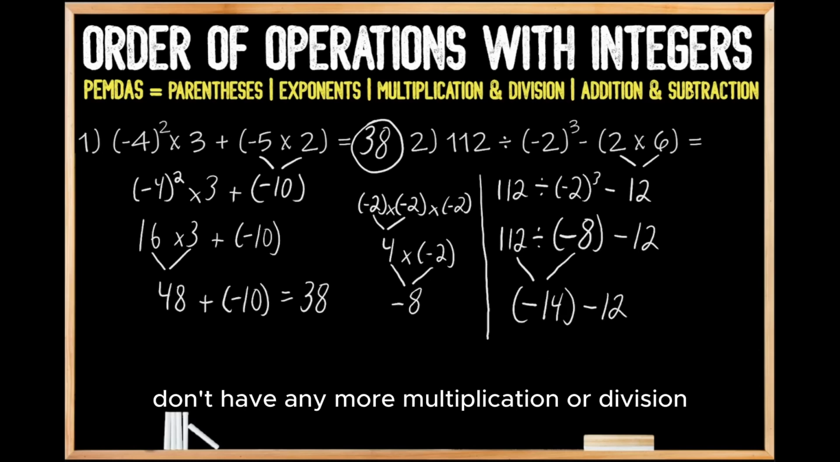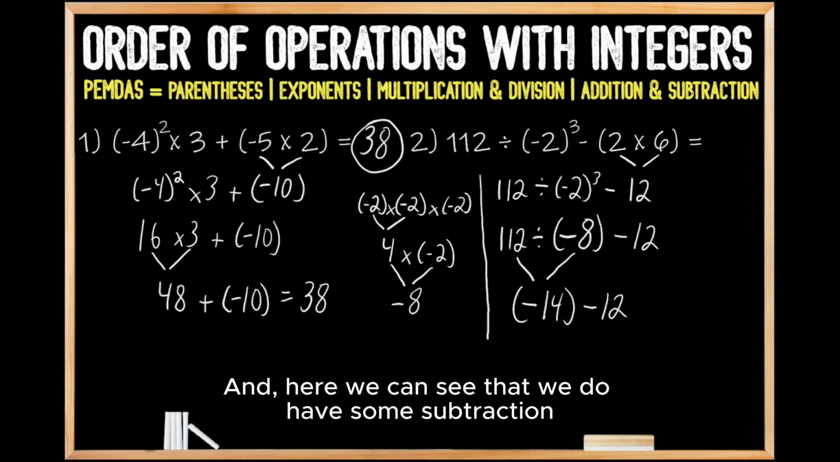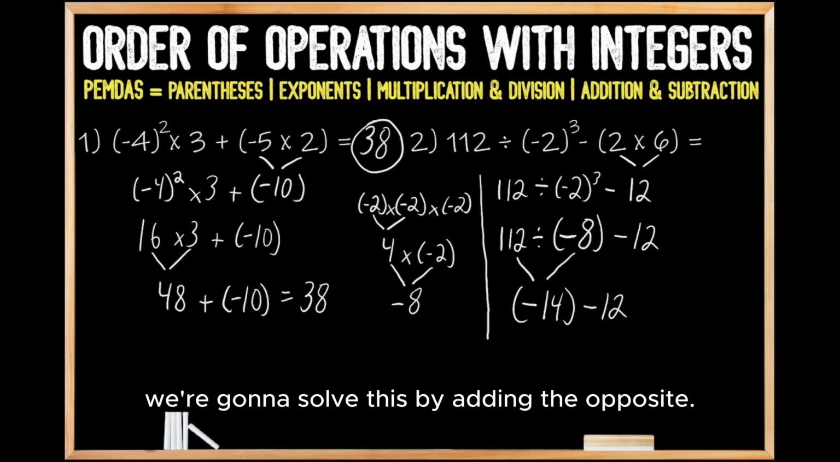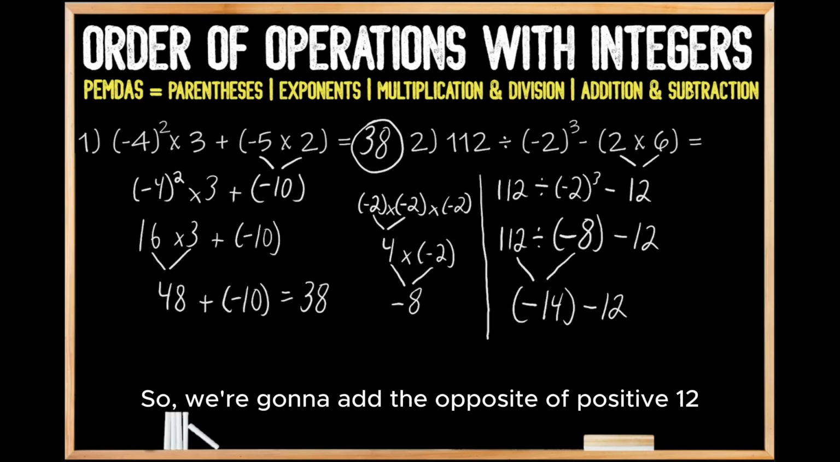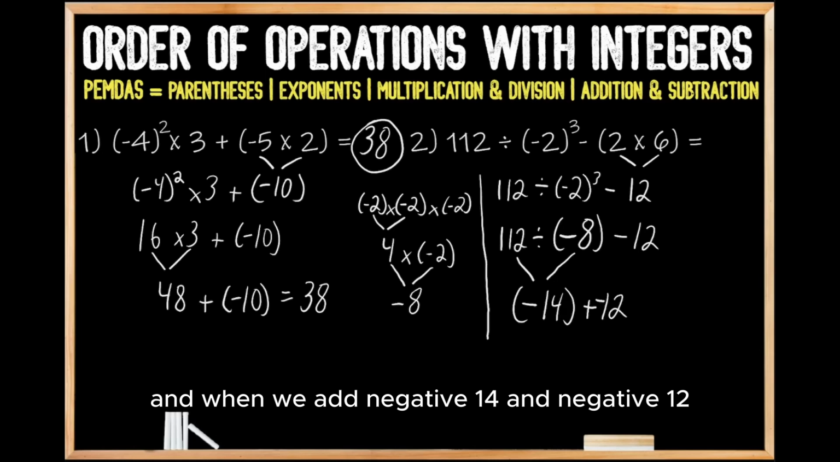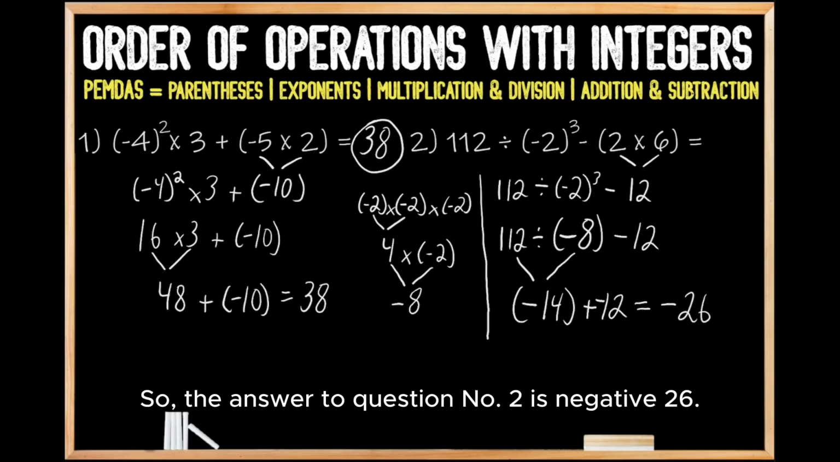And since we don't have any more multiplication or division, we're going to move on to our last priority of adding or subtracting. And here we can see that we do have some subtraction. So since we're going to be subtracting a positive from a negative, we're going to solve this by adding the opposite. So we're going to add the opposite of positive 12, which is negative 12. And when we add -14 and -12, we get the answer of -26. So the answer to question number 2 is -26.